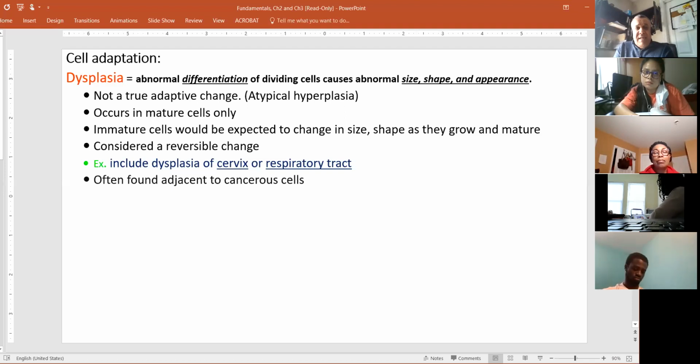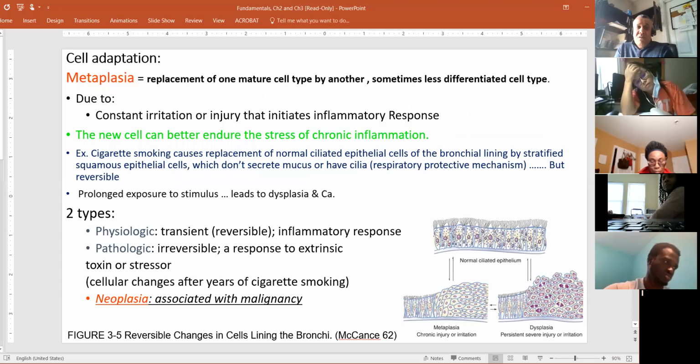An example of that is dysplasia of the cervix or the respiratory tract. And what they found is that the dysplastic cells are adjacent to cancerous cells. When they do the pathology and the dissection of biopsies, they found that the dysplastic cells are always next to the cancerous cells. In other words, the dysplastic cells could convert and become cancerous.